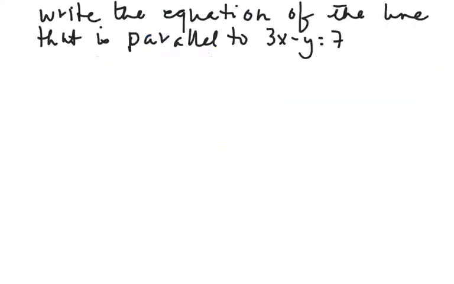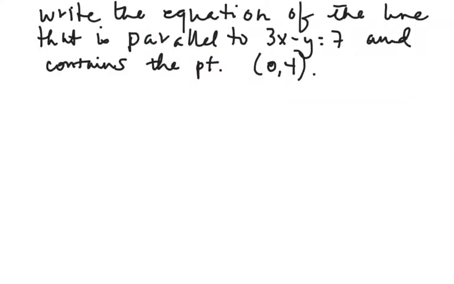So let's try one. Okay, so the problem here is write the equation of the line that is parallel to 3x minus y equals 7 and contains the point 0,4. So it's really important to break this up into pieces and think carefully through it. So the first part that we're going to talk about is our line is parallel to this line. So we're just going to consider this right now, and then we're going to consider the other part that it contains, the point 0,4.